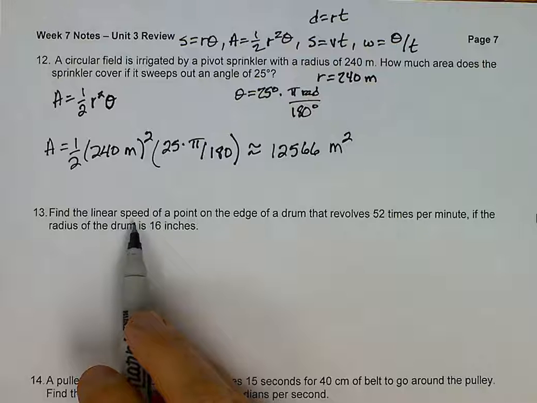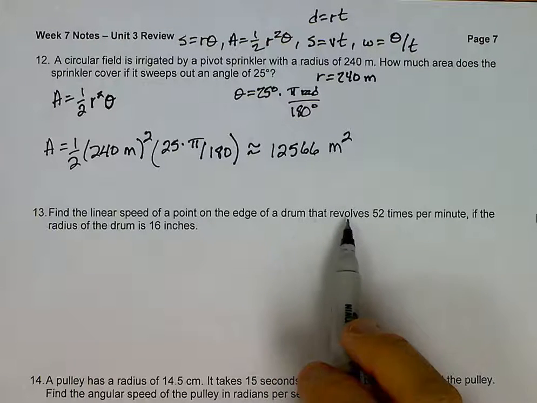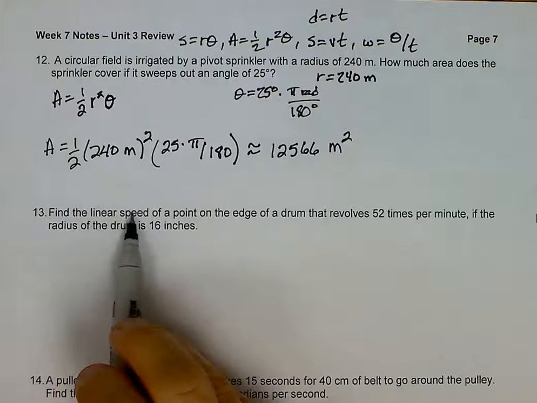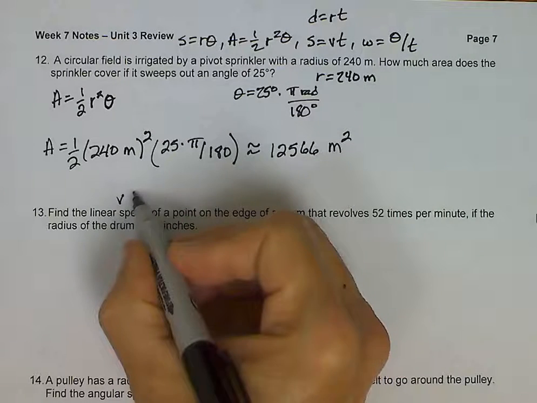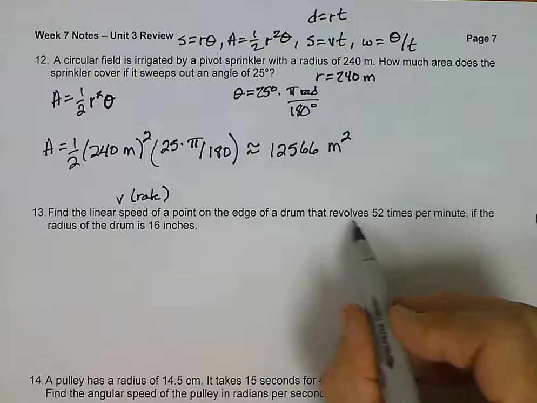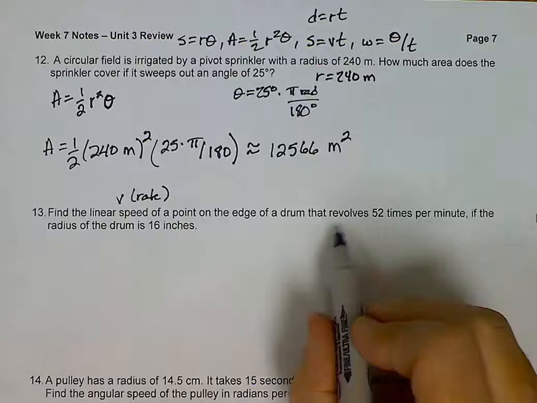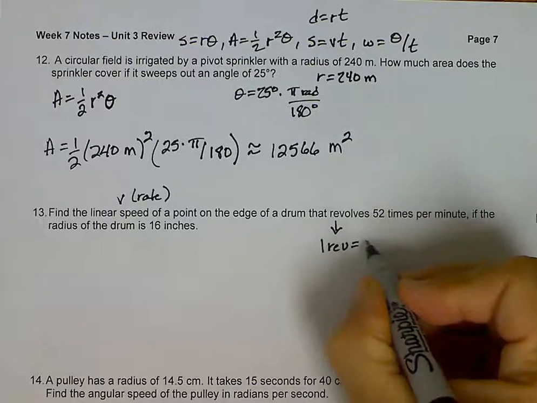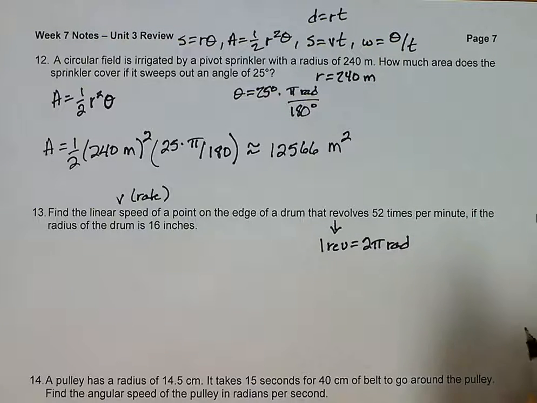For this one, it's asking for the linear speed. It gives us how many times the drum revolves per minute, and it gives us the radius of the drum. So the linear speed in our formulas is V. Remember that this is a rate. This is telling us about the angle that this would go through, but it's not giving us the angle. We have to think that one revolution is 2 pi radians. We might as well use radians because we have to use radians in our formula anyway.